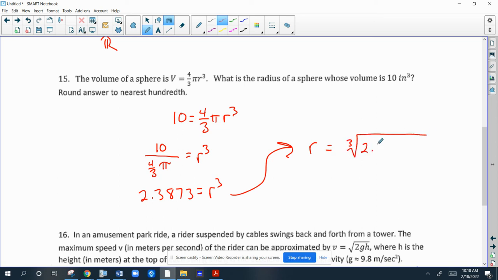Now in your calculator, you can just type in the cube root and then scroll up to that last answer we got and do it. So r equals 1.33. It's the nearest hundredth, so it's 1.336, and that would be inches because the volume was inches cubed.